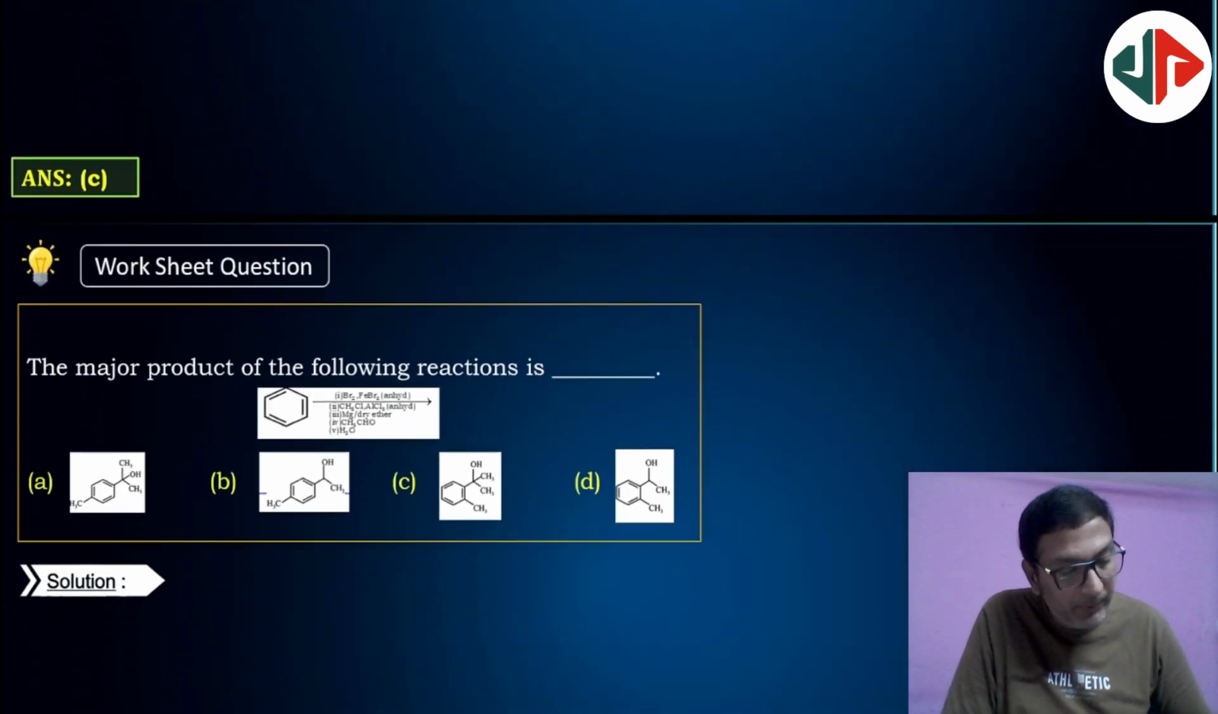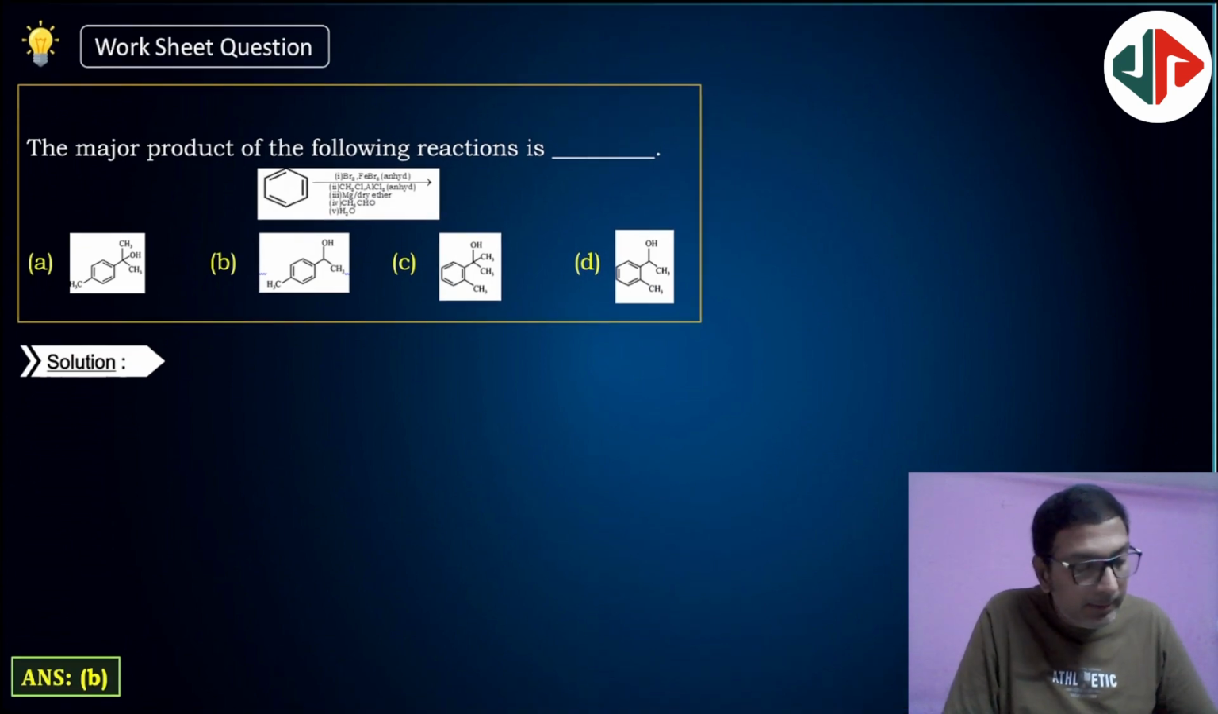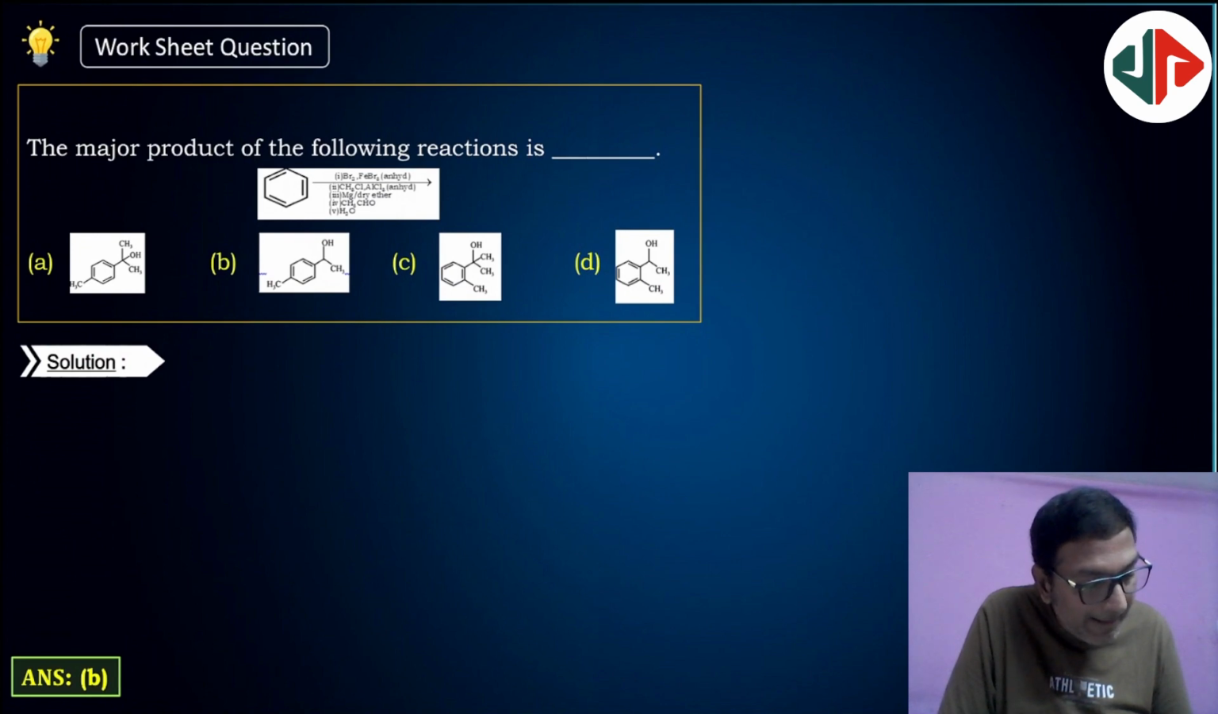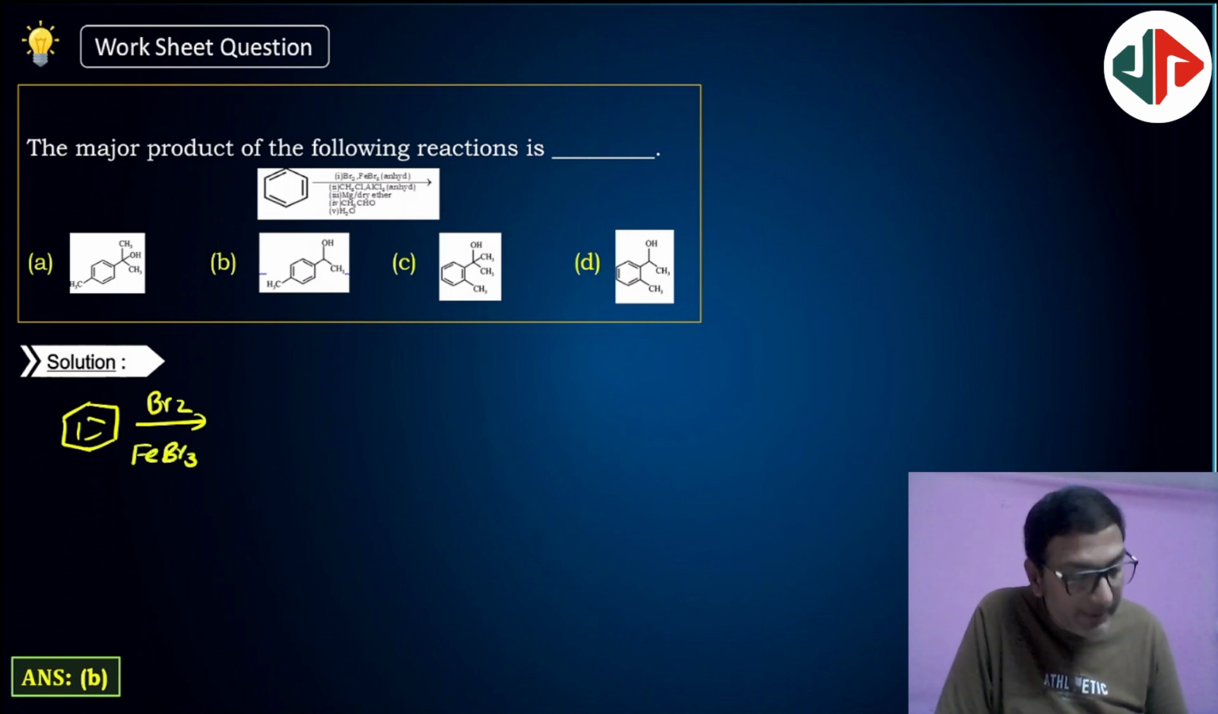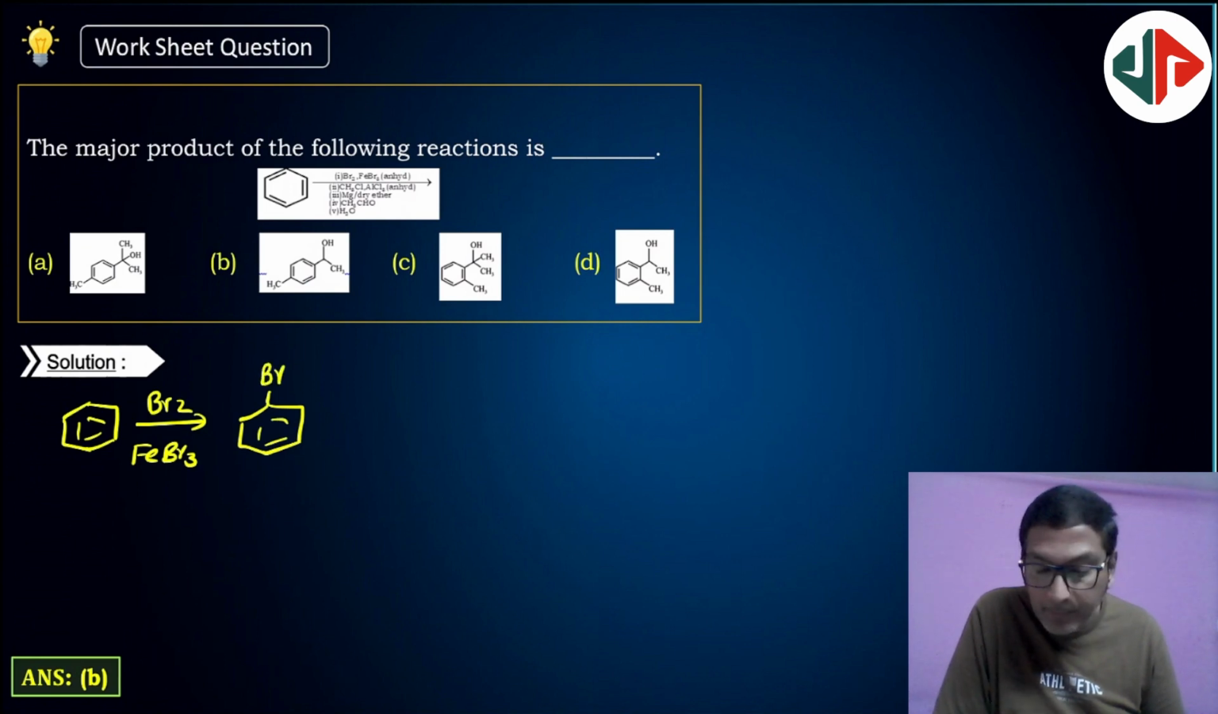Next. The major product of the following reactions. So first reaction, benzene plus Br2, FeBr3. Aromatic electrophilic substitution will get first Br. So bromobenzene.